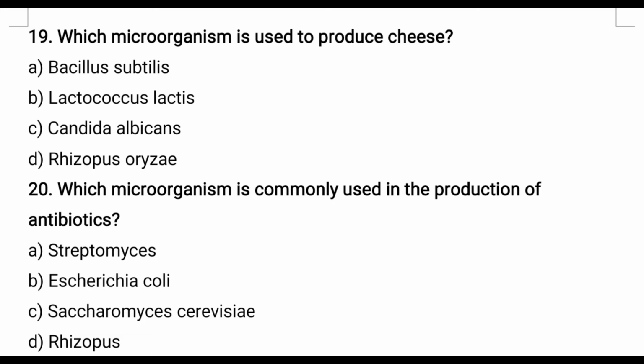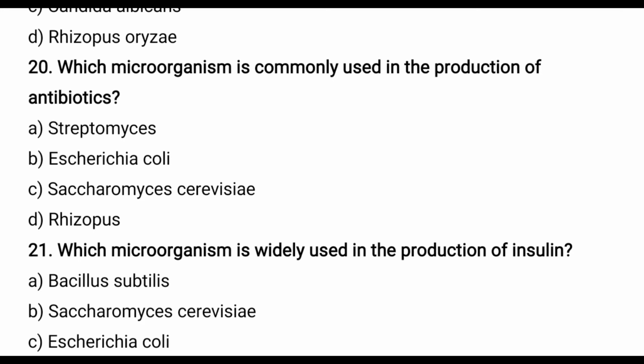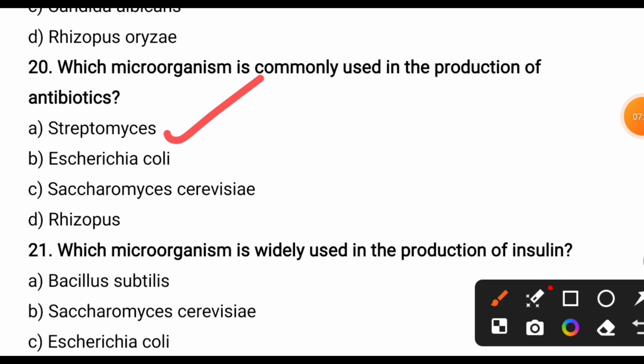Let's see the next question. Which microorganism is commonly used in the production of antibiotics? Options are Streptomyces, Escherichia coli, Saccharomyces cerevisiae, Rhizopus. Yes, Streptomyces species are widely used in the production of antibiotics.